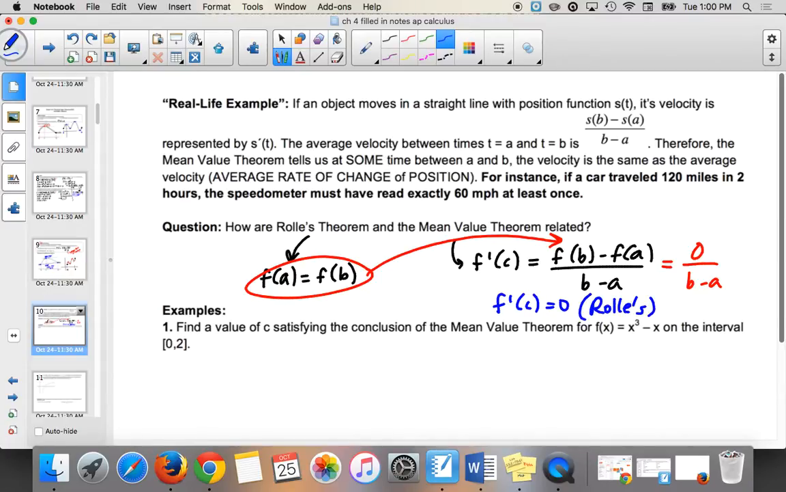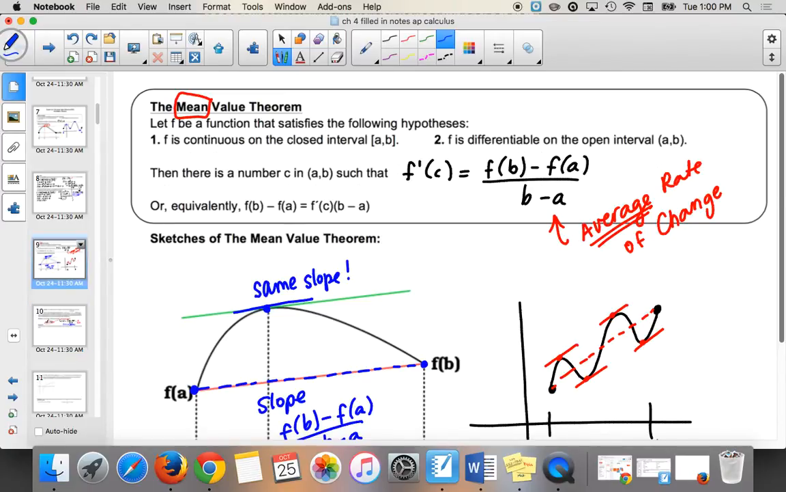Do you guys understand what I'm saying? Since f of a and f of b were equal to each other for Rolle's theorem, the f prime of c is just equal to 0 anyway. So that's why it was a very specific case of the mean value theorem. If you just know the mean value theorem, you're fine. You'd do well on the test.